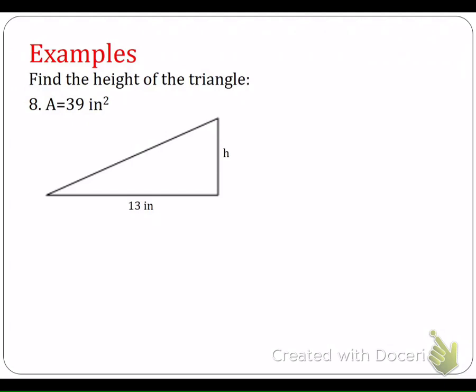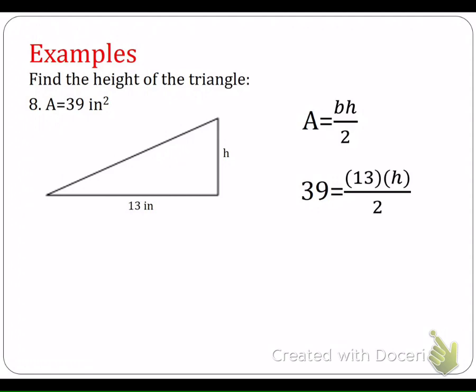All right, what am I going to do? You've got to solve for H. So we're going to start that same equation. What goes in for A? 39. What goes in for B? 13.